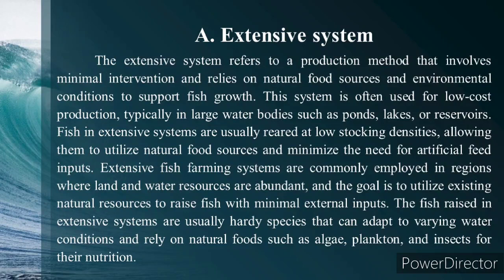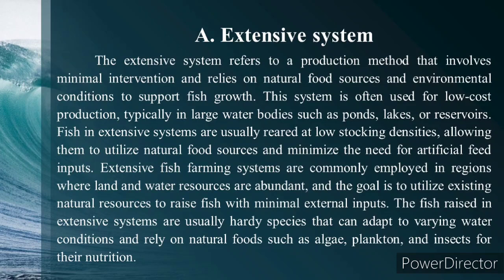Extensive fish farming systems are commonly employed in regions where land and water resources are abundant, and the goal is to utilize existing natural resources to raise fish with minimal external inputs. The fish raised in extensive systems are usually hardy species that can adapt to varying water conditions and rely on natural foods such as algae, plankton, and insects for their nutrition.